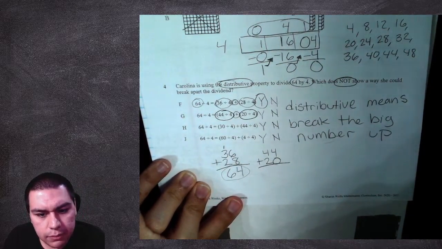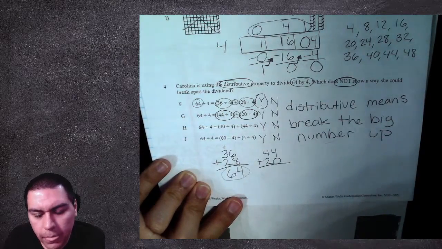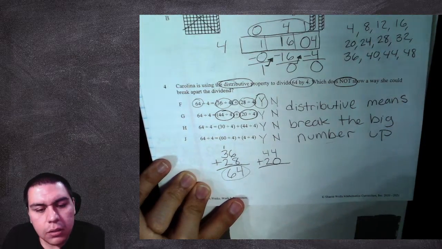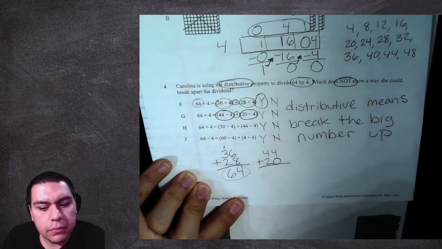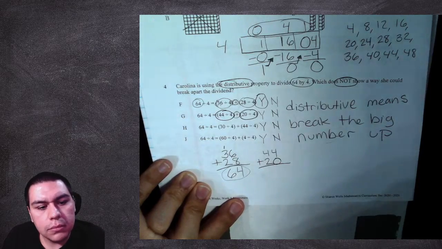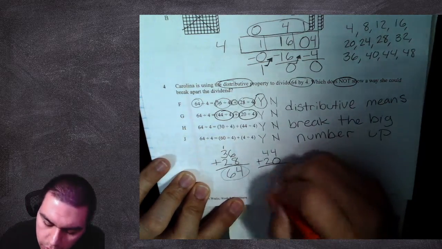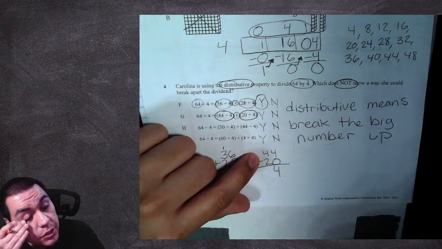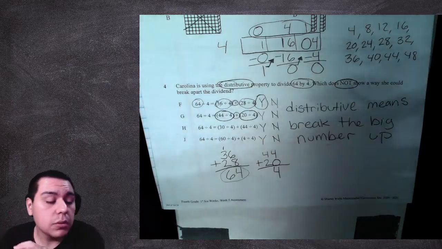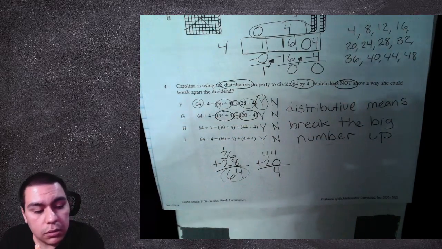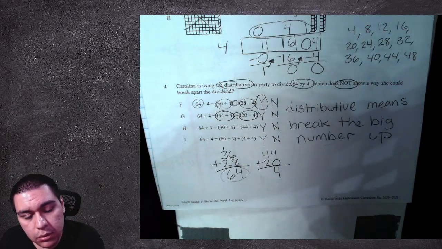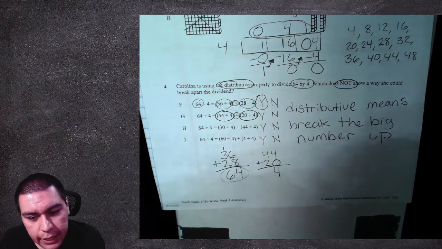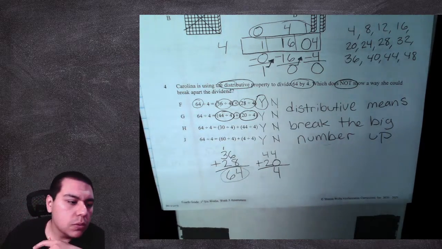44 plus 20. Chase, what is 4 plus 0? 4. Okay? Sebastian, what is 4 plus 2? What would I get, Sebastian, if I added 4 plus 2?